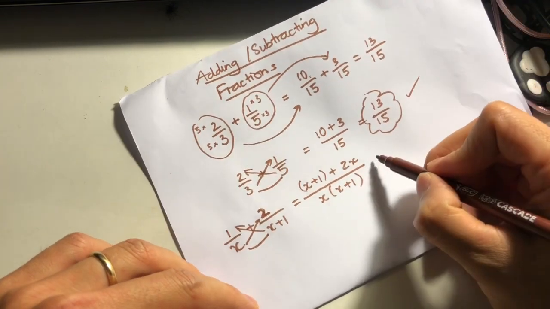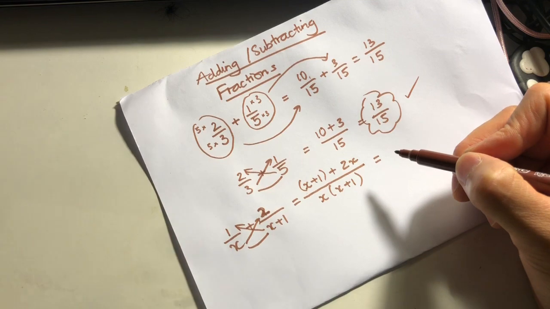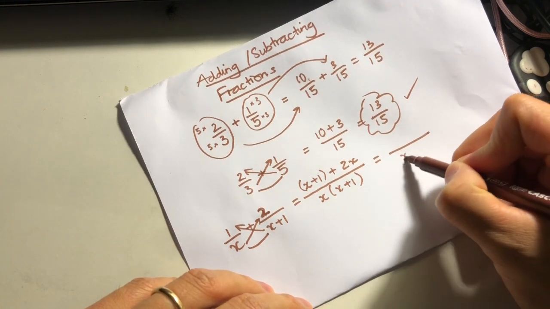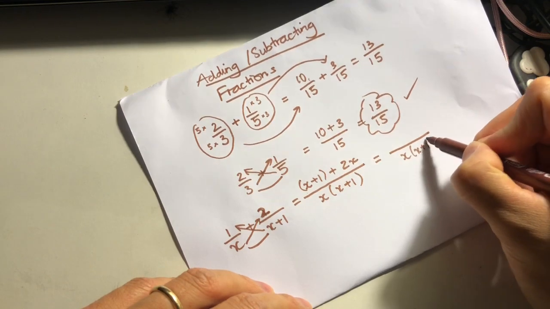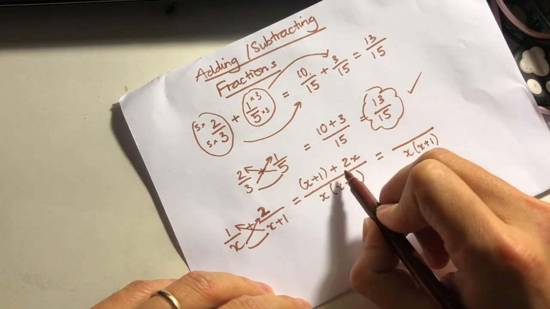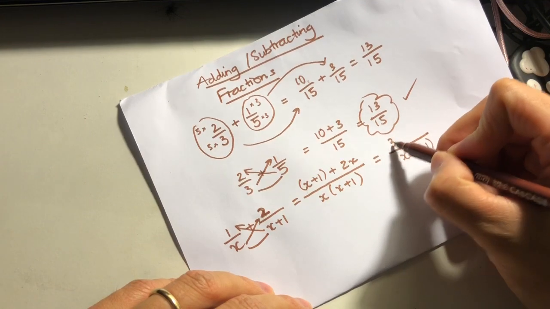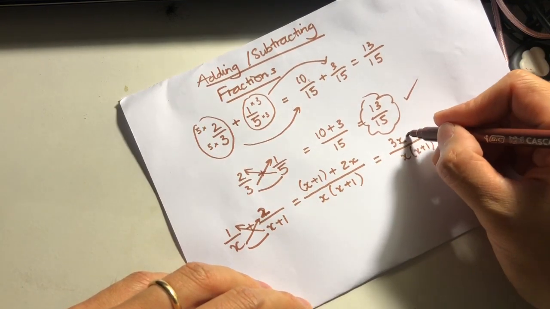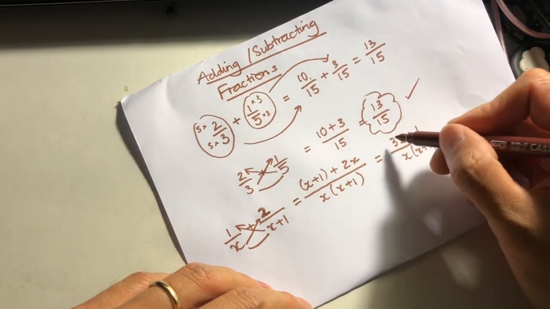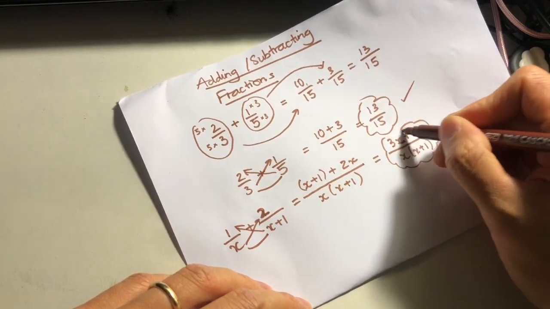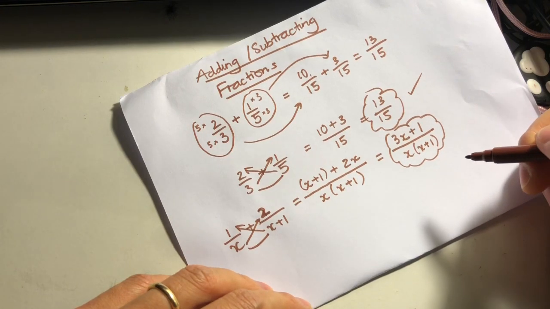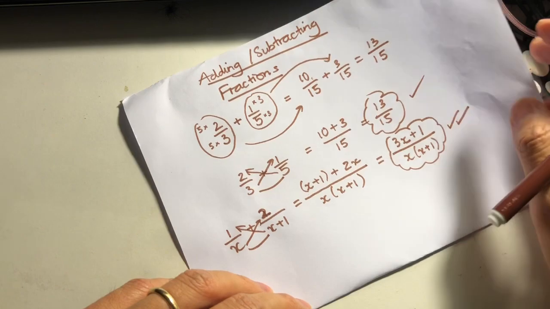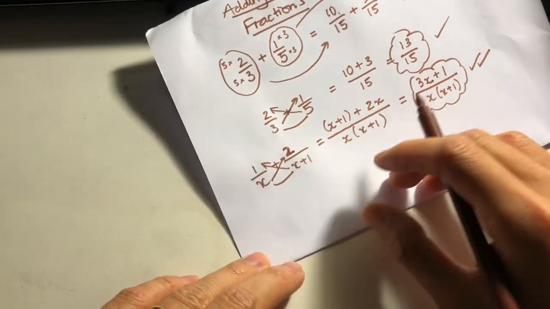Now we just need to clean up the top a little bit because they are like terms. The bottom is already the product, so you don't touch the bottom at all. So leave it in this form. Should be beautiful. x plus 2x gives you 3x. And 1, there's no more like terms, so just leave it by itself. So here we go. 3x plus 1 over x times x plus 1. Easy peasy lemon squeezy. Let's go over another example with minus.